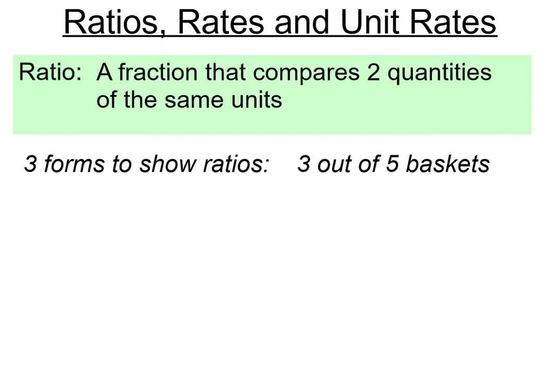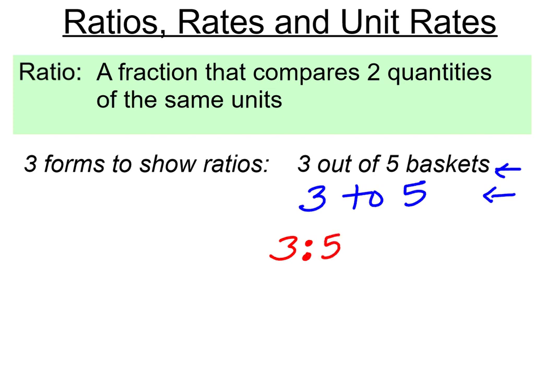So we can write a ratio three ways. The first is using words. So we'd say 3 out of 5 baskets. Another way to use words is to say 3 to 5. Either way would work when we're talking about words. Another way to show a ratio would be to use a colon, 3:5. So we've seen this as well.